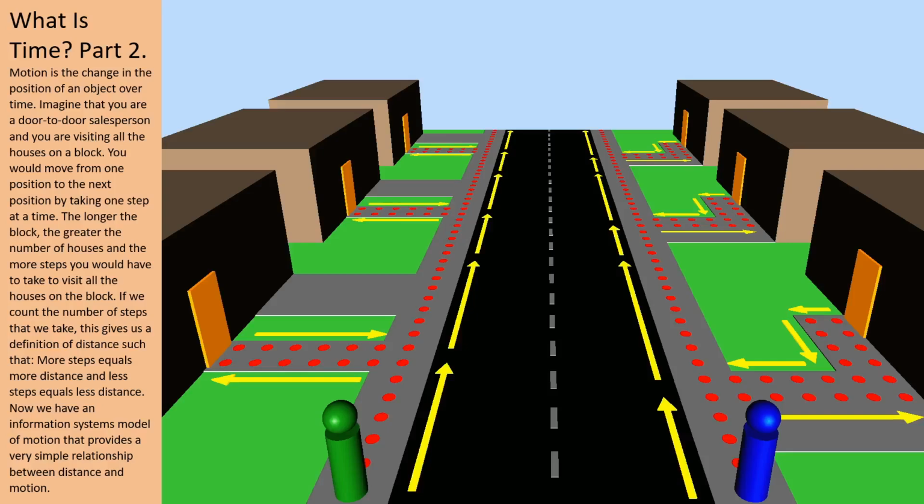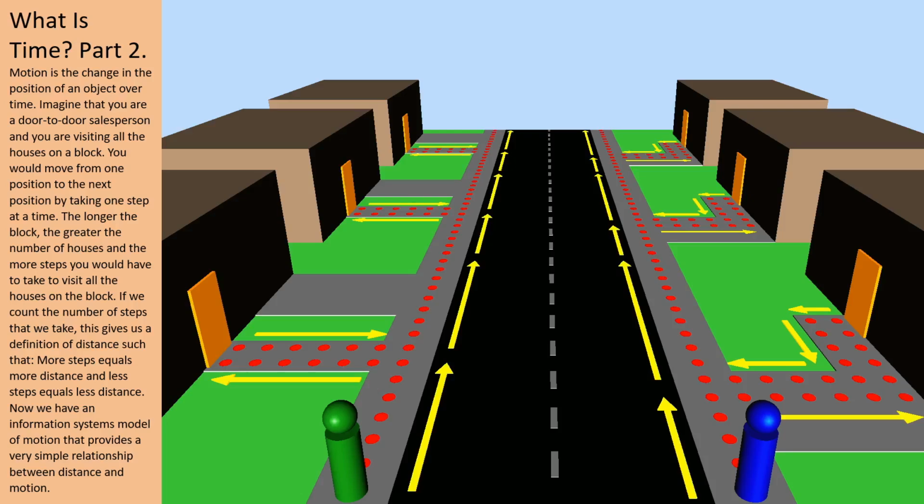Motion is the change in the position of an object over time. Imagine that you are a door-to-door salesperson and you are visiting all the houses on a block. You would move from one position to the next position by taking one step at a time. The longer the block, the greater the number of houses and the more steps you would have to take to visit all the houses on the block. If we count the number of steps that we take, this gives us a definition of distance such that more steps equals more distance and less steps equals less distance.